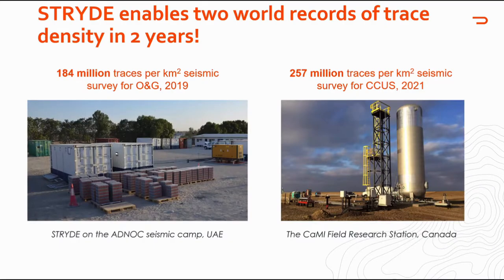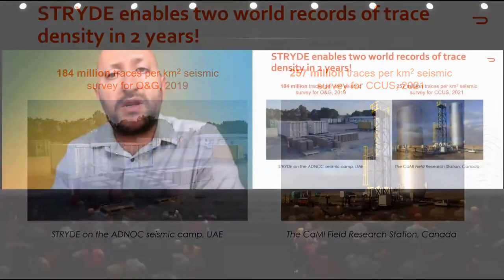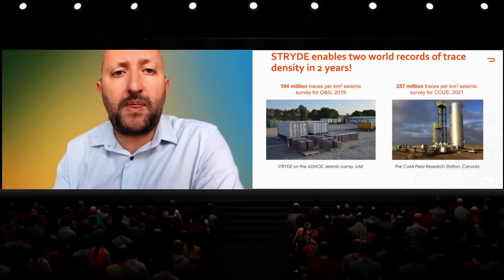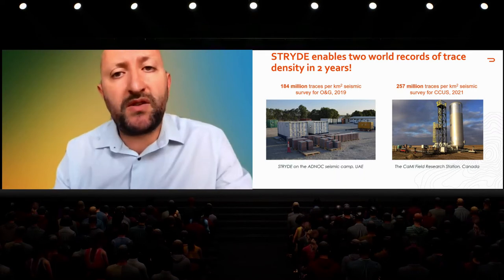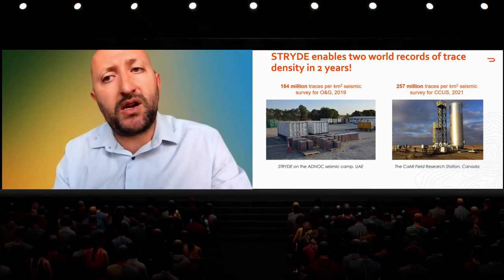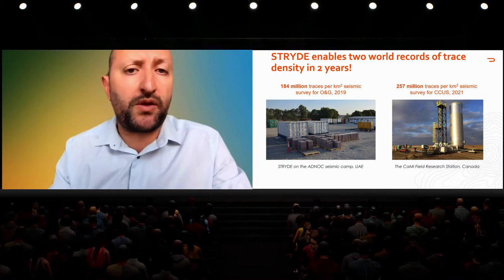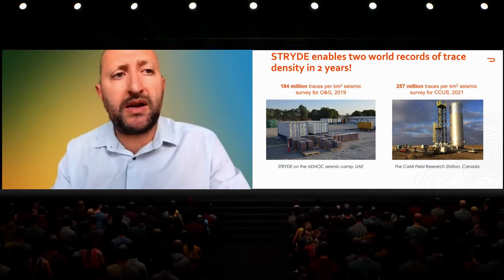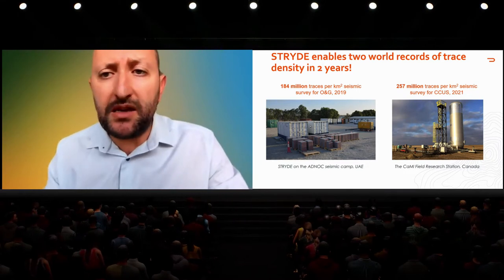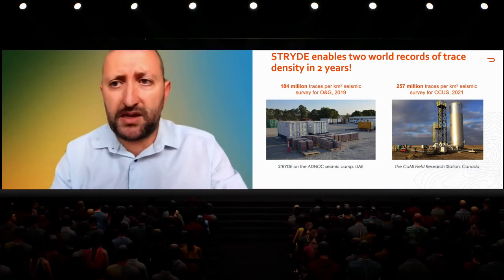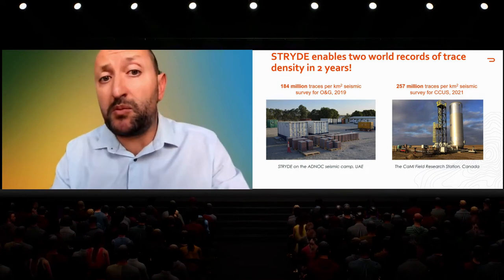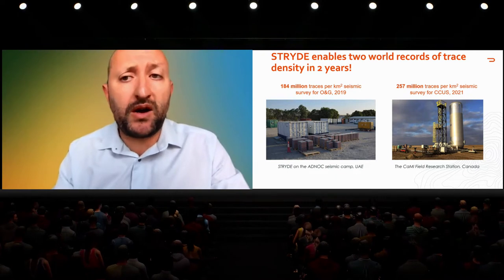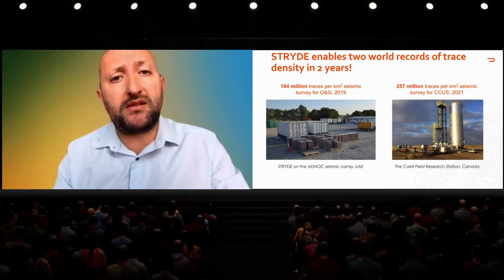In fact, the STRYDE system has been such a disruptive system, increasing seismic acquisition efficiency to the point that the two densest land seismic surveys on the planet have now been acquired with the STRYDE system, combined with some other source techniques. The example here on the left is from a survey acquired by ADNOC in the UAE. This was for oil and gas exploration, but that one hit 184 million traces per square kilometer, which was then the densest land seismic survey ever acquired, even by oil and gas standards.